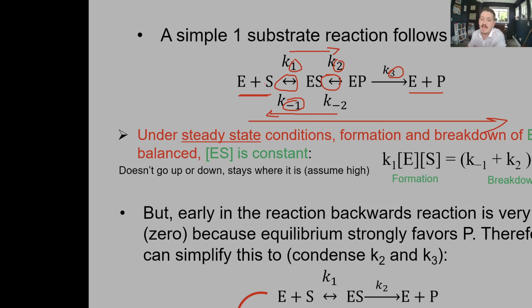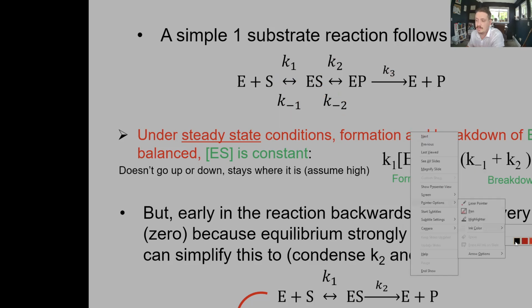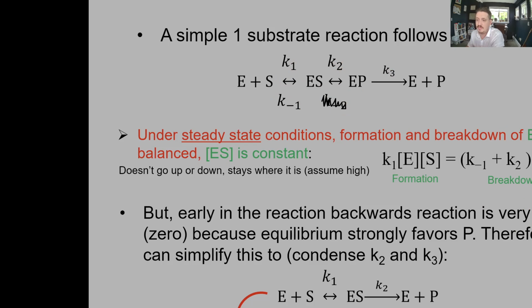So E plus S to make ES, it can go forwards as K1, but it can also spontaneously break down as K minus 1. Similarly, ES can go forwards to EP, and the rate of that is given by K2. But also EP could break down and go backwards to ES, and that would be as K minus 2. Now, typically, we can largely just ignore this, because product rarely breaks down to substrate again. So we can kind of ignore that.